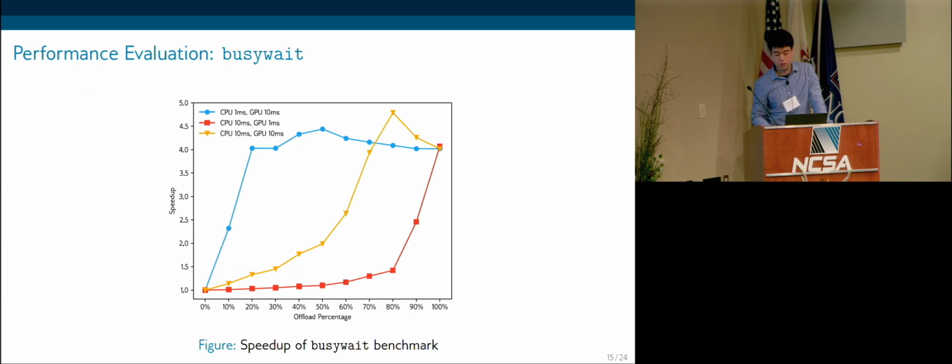So this graph is the results of the Busyweight benchmark. On the x-axis, we have the offload percentage, which tells us how many of the total chares are offloaded to the GPU. And on the left axis, we have the speedup. So you can see that the effectiveness of the runtime support varies greatly depending on the characteristics of the application: how much work we offload to the GPU, and also how long they run either on the CPU or on the GPU.